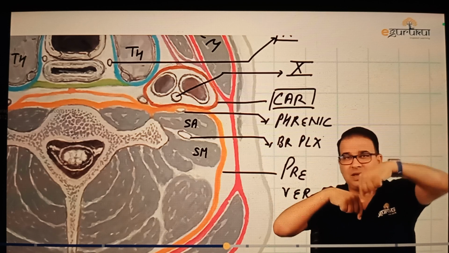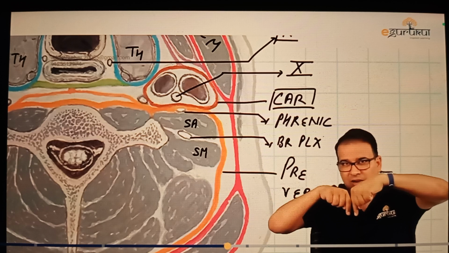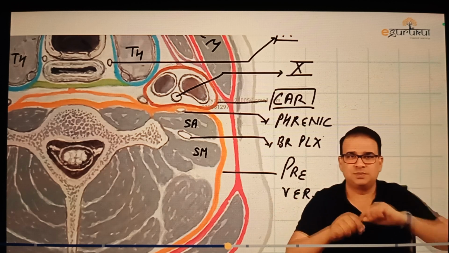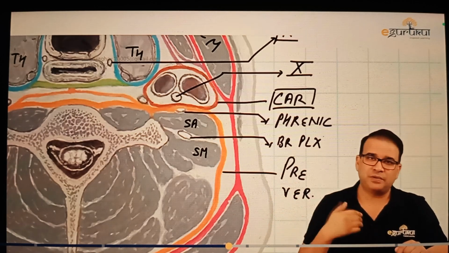So this relation, the vagus in front and phrenic behind in the neck, by the time they reach the thorax, as soon as they enter the thorax, the relation changes. The phrenic nerve is the one which goes in front and the vagus nerve will come behind. So they will change their course. So when you see a transverse section of the neck and a transverse section of the thorax, remember that the relation will be exactly opposite. In the thorax, phrenic will be in front and vagus is behind.